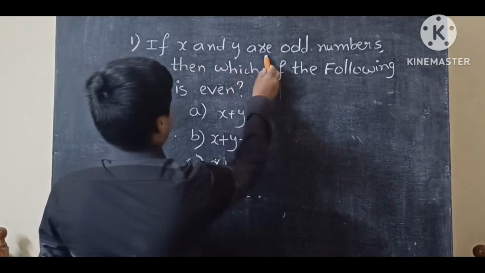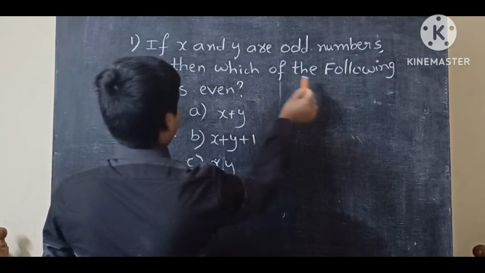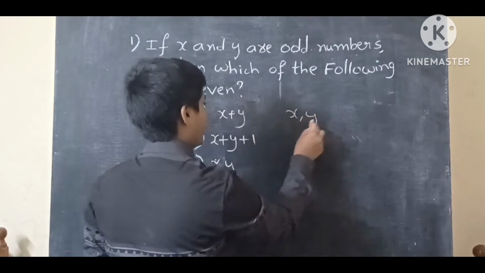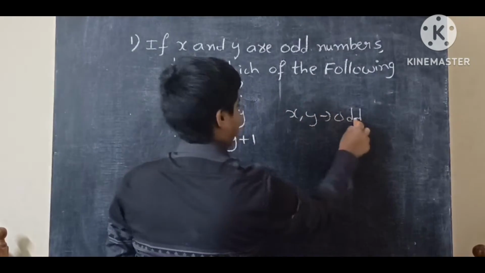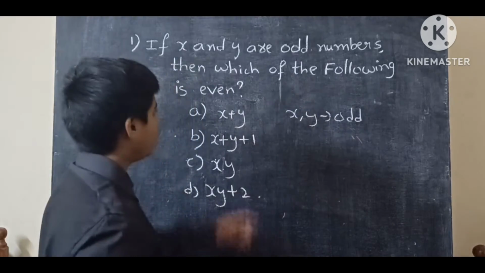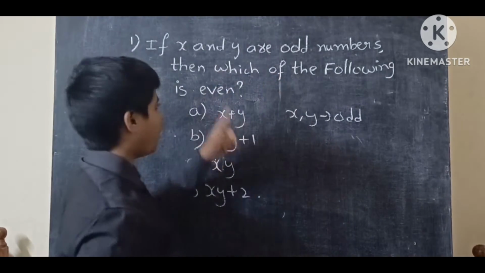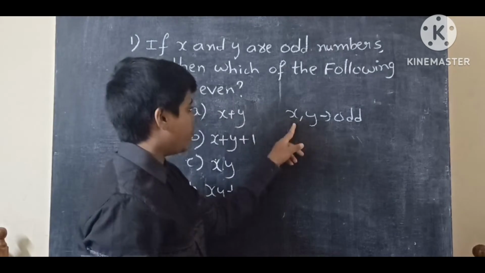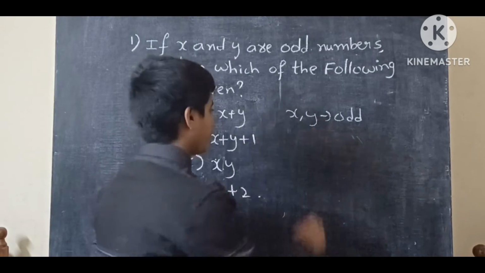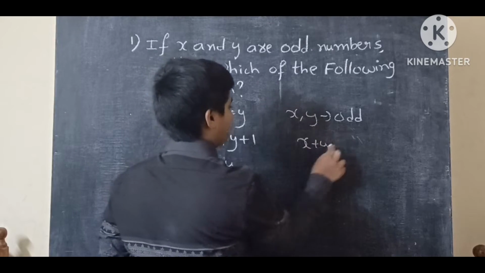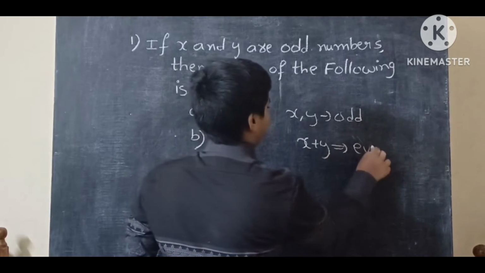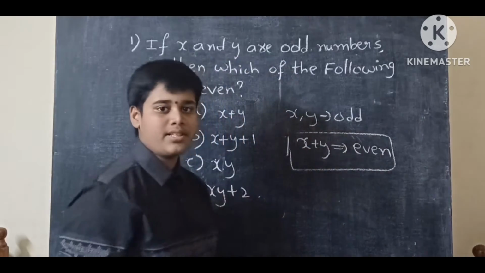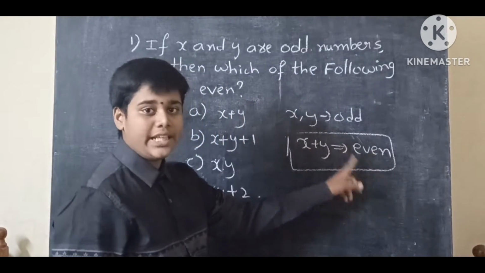If x and y are odd numbers, then which of the following is even? Here they gave that x and y are odd numbers. So they are asking to find which of the following is even. Here one of the properties: if we add two odd numbers, the resultant is an even number.